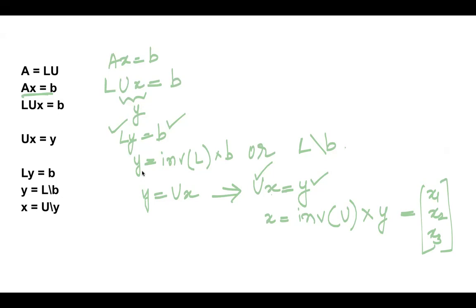Okay, now we found y. What is y? y is Ux. So you can write Ux is equal to y. What is x? x is the inverse of U multiplied by y. y you found from here, U was given to you in the question. So you get x1, x2, x3. Any doubts?